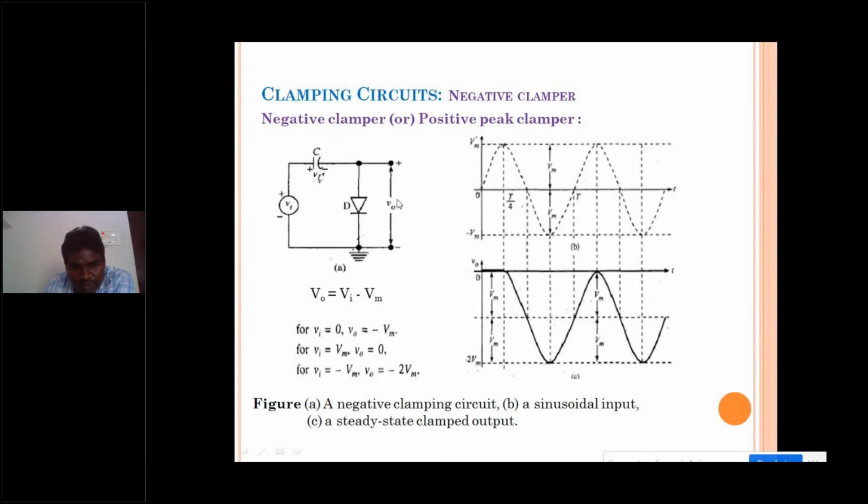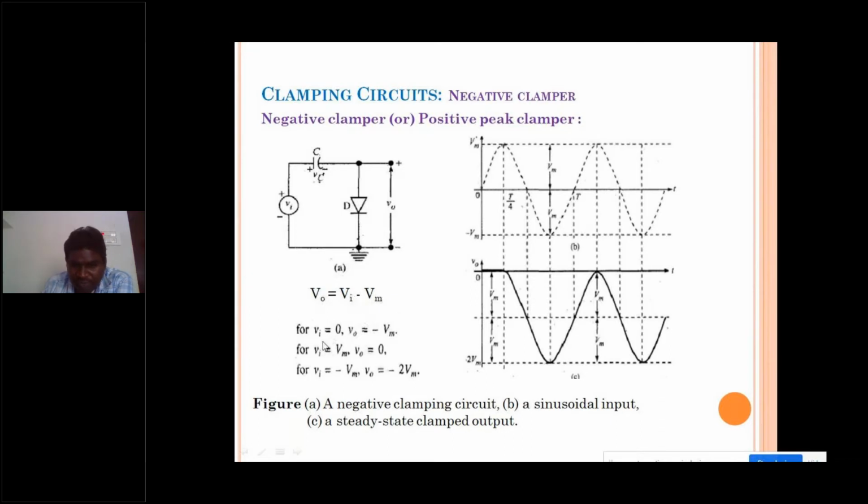Now if I measure the output voltage across this diode, what is the output voltage? I am applying some input voltage Vi. There exists a voltage across the capacitor. The input voltage minus the voltage across this capacitor will give you the output voltage. This is the total applied voltage, and there is a drop across this capacitor. So the input voltage minus the voltage across the capacitor gives the output voltage. That is what is given here as a formula: V0 is equal to Vi minus Vm.